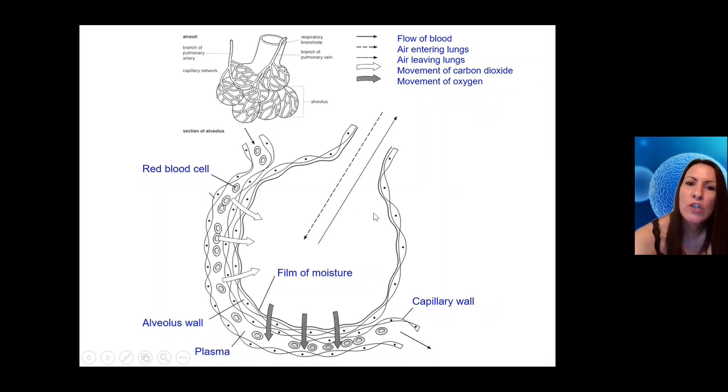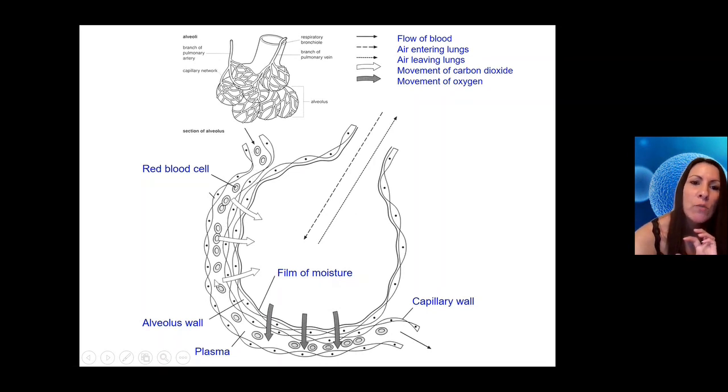So the concentration of oxygen inside the alveoli will be really, really high, and it will naturally want to move across the membrane, the alveolar capillary membrane, to the blood capillaries surrounding the alveoli, because they have a lower concentration of oxygen. So oxygen will naturally move from an area of high concentration inside the alveoli to an area of low concentration in the blood capillaries. Whereas carbon dioxide will move in the opposite direction.